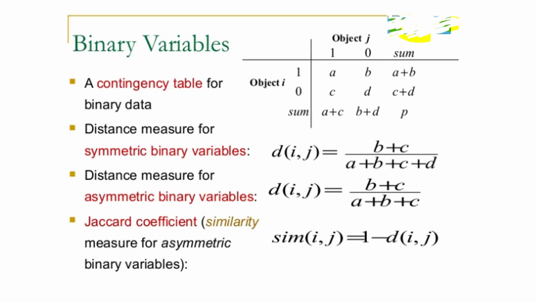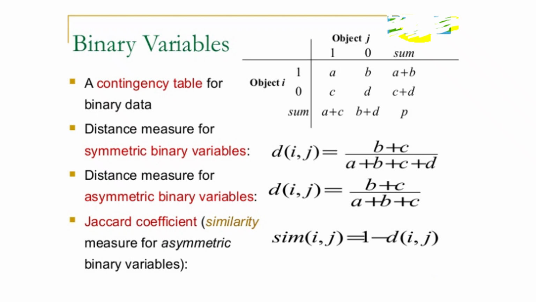Okay, now let's see the formula. As I told you, there is a contingency table for the binary data. Here we are going to see the formula for the symmetric binary variable and asymmetric binary variable, and there is also a concept called similarity here. Till now we were seeing the dissimilarity of the data. There is also a concept called similarity, because when you are going for cluster analysis, we group the data based on the similarity of the objects, and also based on the dissimilarity of the objects. So the similarity also should come into the picture.